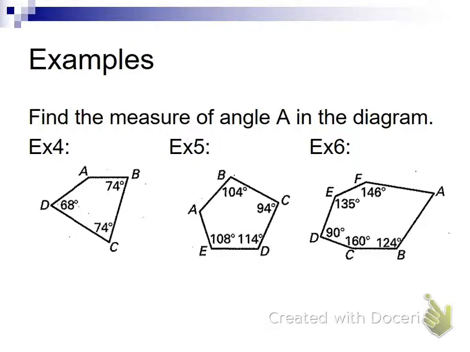So we're going to take 360 and do what? Subtract what? Subtract all the other angles. So if you want to add them all together first, that's fine. Or you can just minus 74 minus 74 minus 68. Are we all okay with 216?